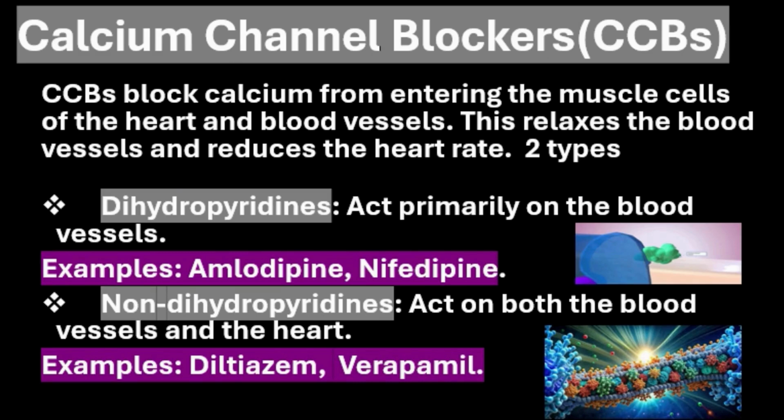Then the fourth category of antihypertensive medicines is calcium channel blockers. Calcium channel blockers, or CCBs, block calcium from entering the muscle cells of the heart and blood vessels. This relaxes the blood vessels and reduces the heart rate. This is of 2 types: dihydropyridines, which act primarily on the blood vessels, examples amlodipine, nifedipine; and non-dihydropyridines, which act on both the blood vessels and the heart, examples diltiazem and verapamil.